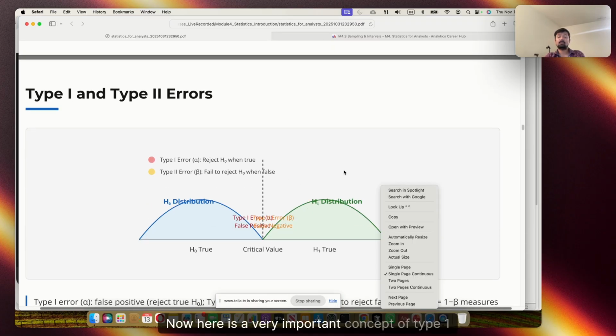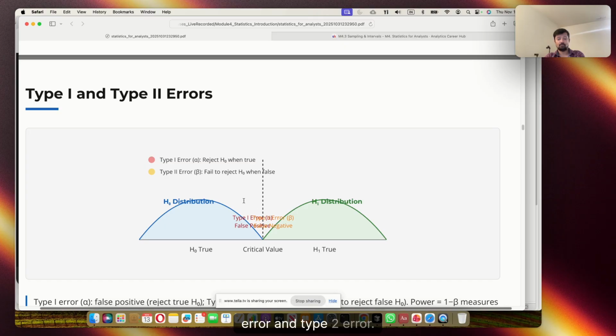Now here is a very important concept: type 1 error and type 2 error. For type 1 error, if H0 is true, let's say H0 is the null hypothesis, that means we are expecting there is no difference. H1 is the alternative hypothesis, the distribution we are seeing here when there are differences. Type 1 error is when we reject H0 when it is true. Type 1 error will always be there when we are rejecting the null hypothesis. We are asking whether there is a difference between group A and group B. Our null hypothesis is H0.